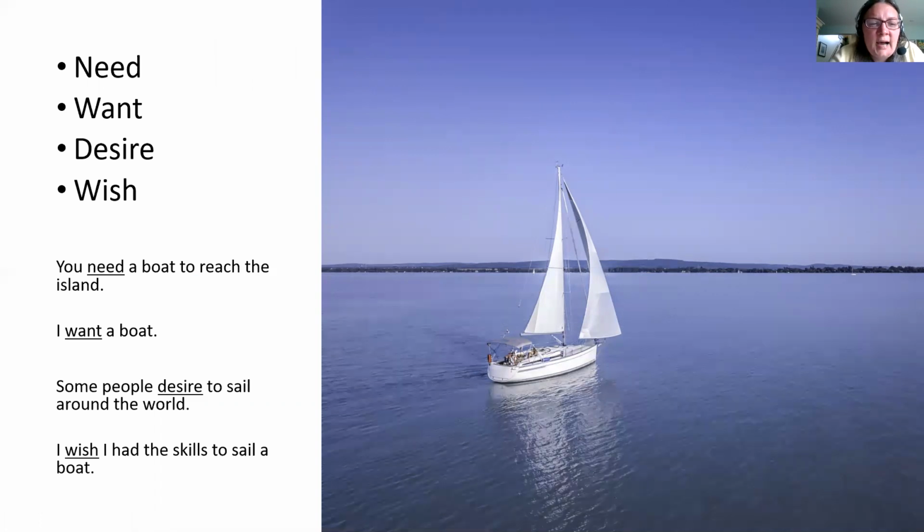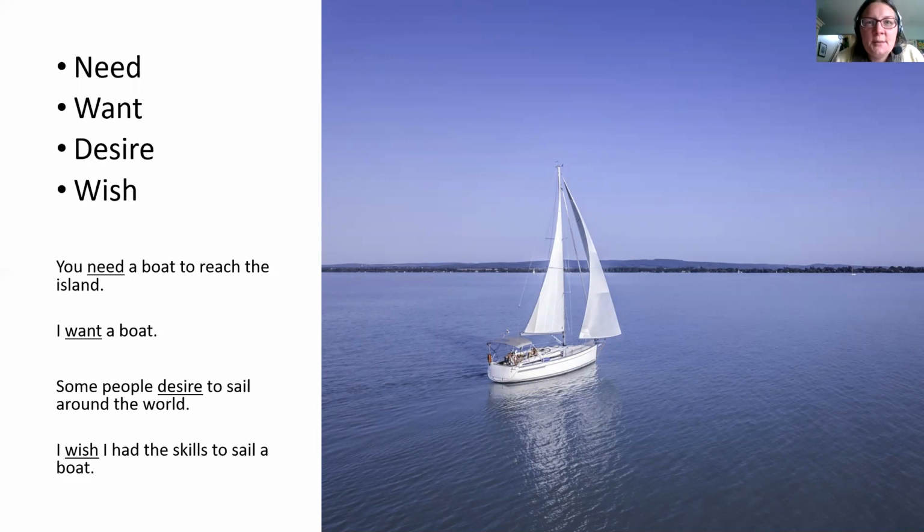Let's start with desire. So if you desire something, you want something, but you want something very badly. It's very emotional. If you desire something, it's very, very emotional. You feel it in all of your senses. Some people desire to sail around the world. Okay? Wish is to hope for.